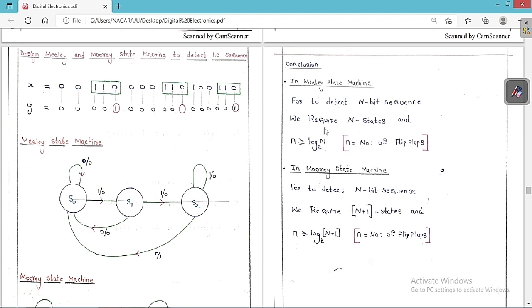And also, as I already told you, 2 to the power of small n. If there are n flip-flops, we get 2 to the power of n states. Therefore, we can say 2 to the power of n is always greater than or equal to N. So if you take this, we get n greater than or equal to log N base 2.